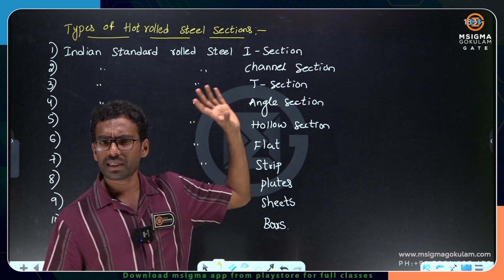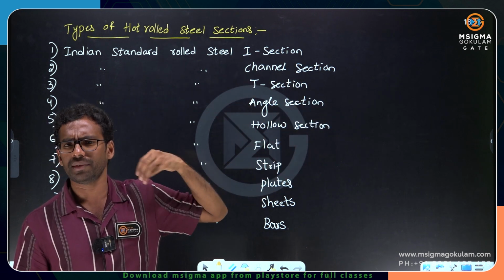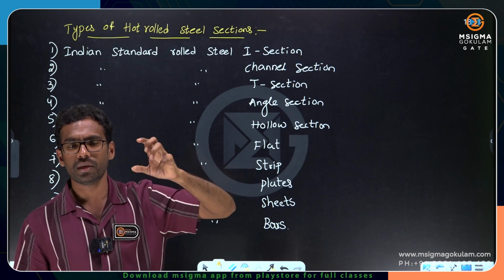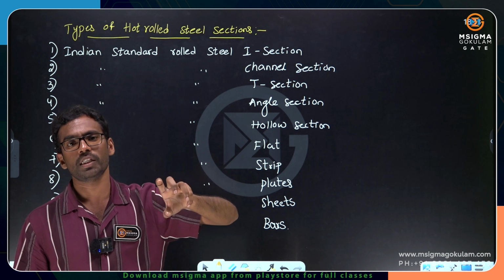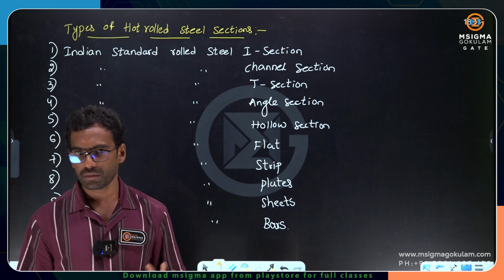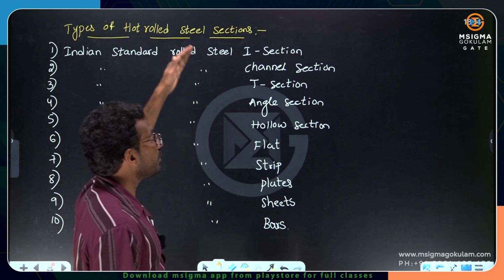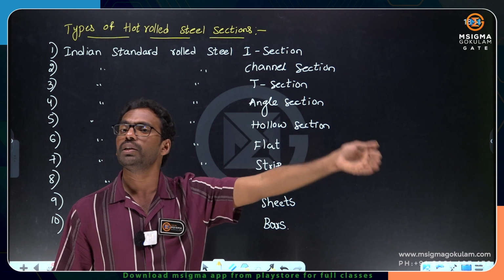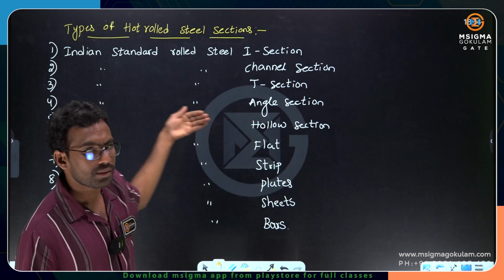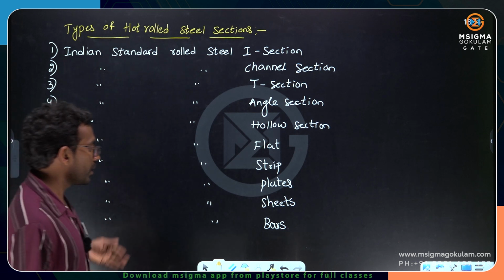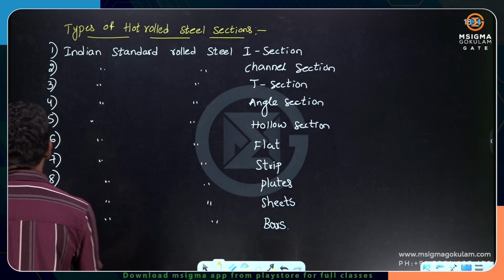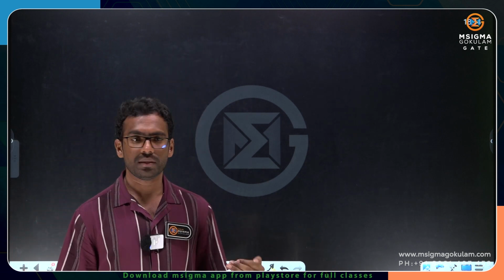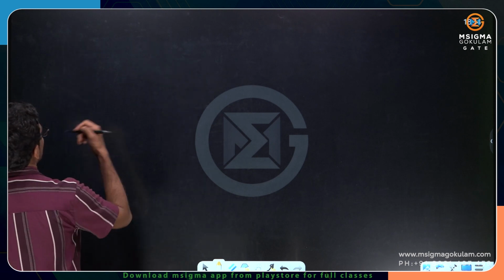Some of them are extensively used for construction, some of them are very rarely used. According to their performance, stability and strength aspects, we will be choosing the appropriate element. One of the questions asked in other competitive exams also: hot rolled steel sections are classified into, what is the answer? 10. 10 is the answer, 10 types. Please understand that. Now let us see what is the importance of I section, then we go for the other sections as well.